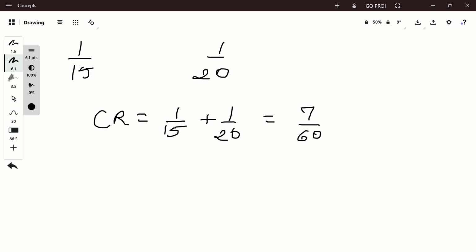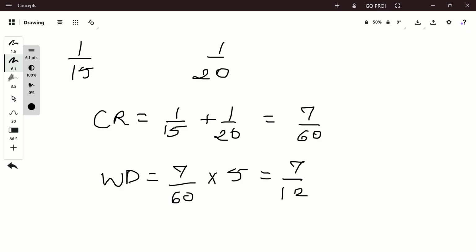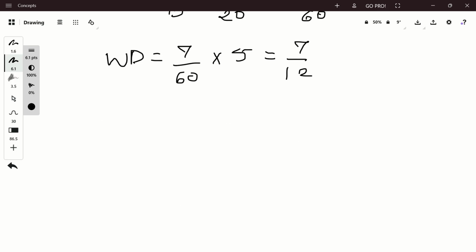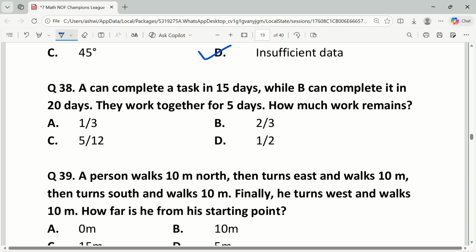Calculating the work done in 5 days, that is work done is equal to combined rate into time, that is 7 upon 60 into 5, which is equal to 7 by 12. The total work is 1. The remaining work is 1 minus work done, that is 1 minus 7 by 12, which is equal to 5 by 12. Comparing with the given options, the answer is C, 5 by 12.